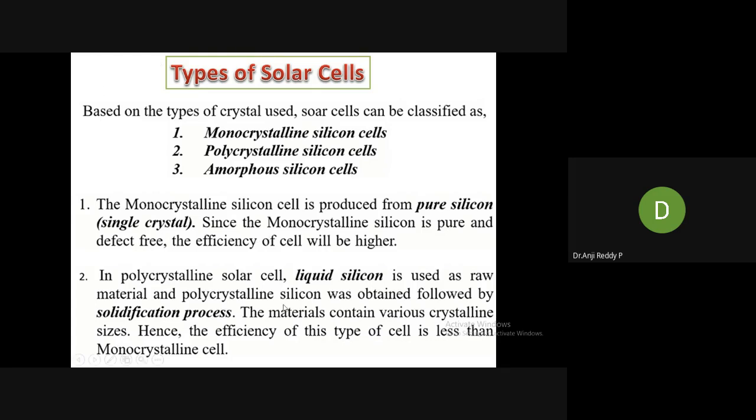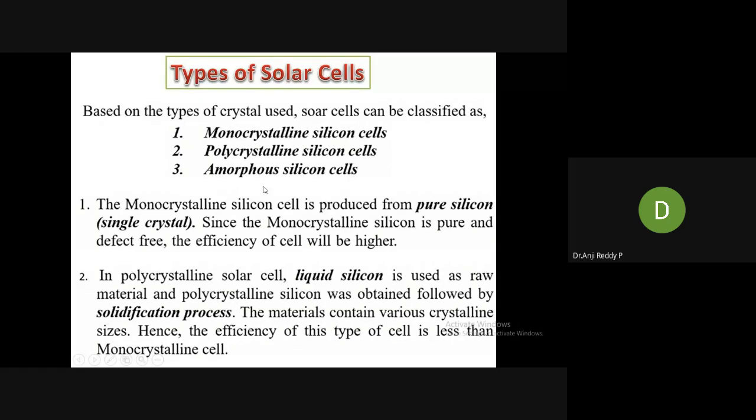Then the material contains various crystalline sizes. Whatever polycrystalline silicon we are using has a number of crystals, various crystals, and their size is also different. Okay? Then the efficiency of this type of solar cell is less than the monocrystalline cell. This is the second. And what is the third one?